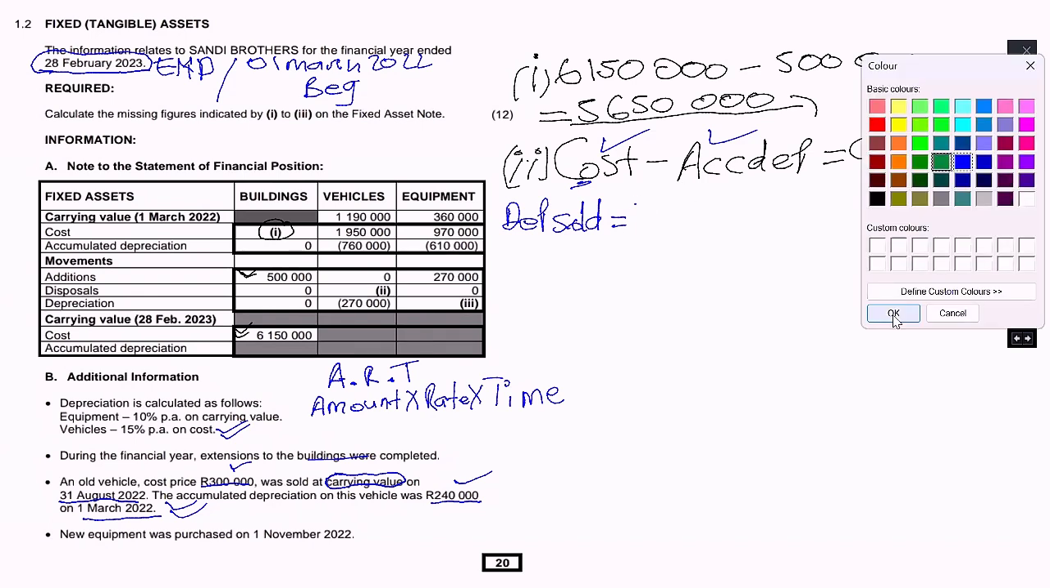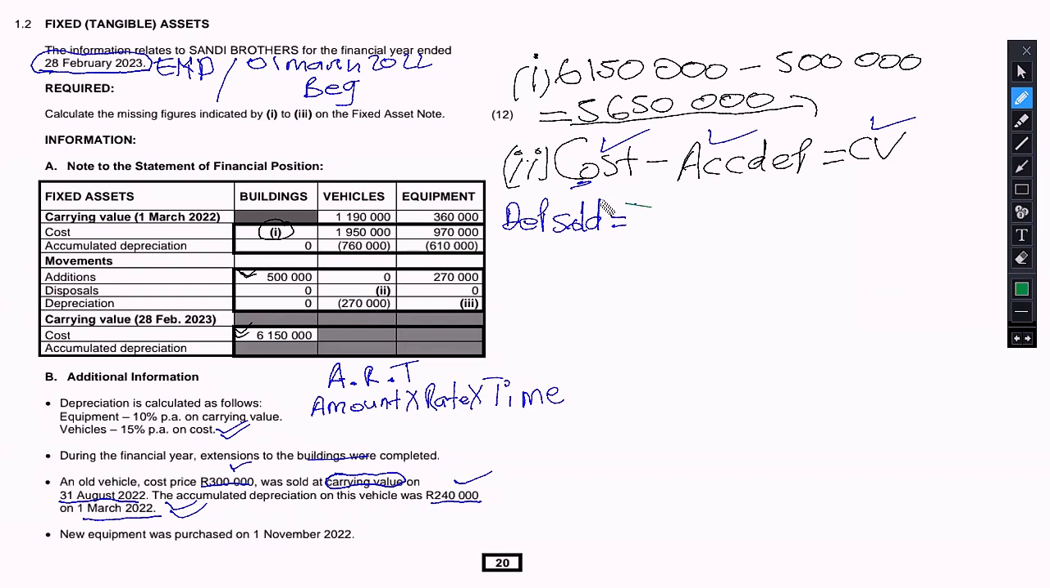The cost was 300,000. According to the formula given here, we have an amount of 300,000 multiplied by rate. Remember, our rate for depreciation on vehicles is 15%. So you multiply by 15 over 100, then you multiply by time. Since this asset was sold on the 31st August 2022, you will start calculating from the 1st of March up until 31st August 2022. So this asset will be depreciated for 6 months.